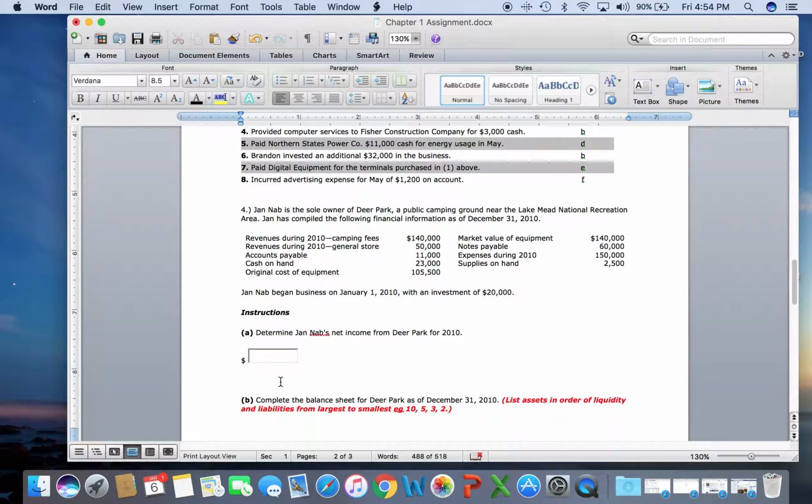So I see the first revenue, $140,000. Okay. Add it to the next revenue, $50,000. Accounts payable is a liability, it doesn't go on there. Cash on hand doesn't either. Oh, and just minus the expenses. They're lumped together, $150,000. Okay, so take $140,000 plus $50,000. That's $190,000. Minus $150,000. That'll leave you with $40,000.